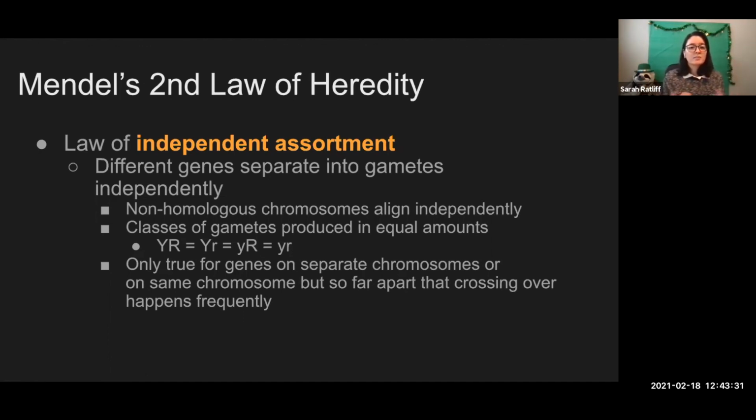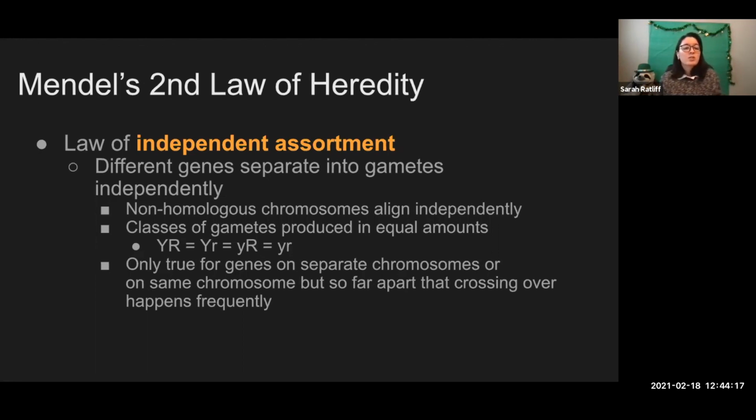Different genes separate into gametes independently. What that means is non-homologous chromosomes align independently. In humans we're diploid, we have 2 of each chromosome. So our number 4 chromosomes and our number 18 chromosomes are not dependent upon each other. They're going to line up during metaphase 1 whichever way they want. It's not going, ooh, number 4 up there is swapped, so I have to swap. No, it's just totally random. If they're different chromosomes that are non-homologous, they're going to align independently from each other.